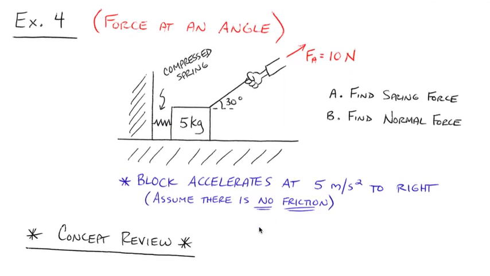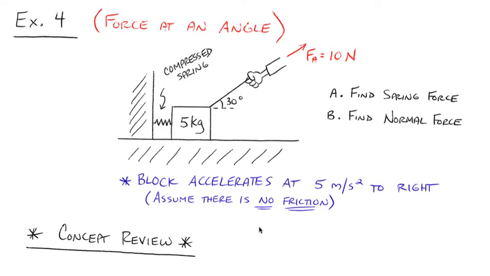The last one is probably the most difficult, but again, I'm going to show you how this method can be utilized. So here we have a 5 kilogram block. It's being pushed to the right by some kind of compressed spring. We have an applied force of 10 newtons that acts to the right, but also upwards. So it actually acts at a 30-degree angle. And we're given that the block accelerates at 5 meters per second squared to the right.